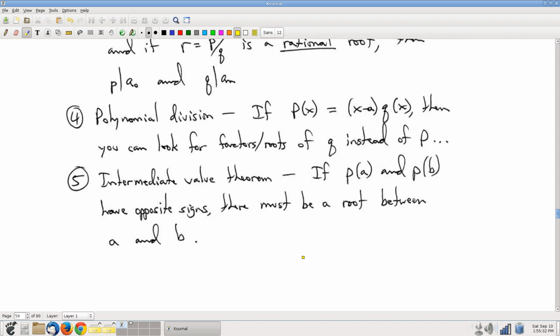Lastly, and this one doesn't come up very often, but if you have two values of a function that have opposite signs, then there's got to be a root somewhere in between those two values. And it's just a quick observation, and every so often this is useful.